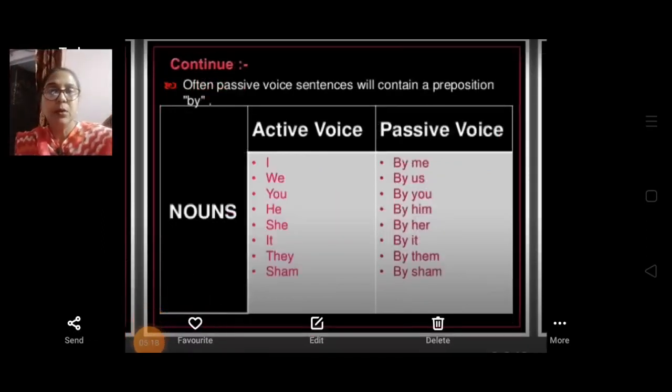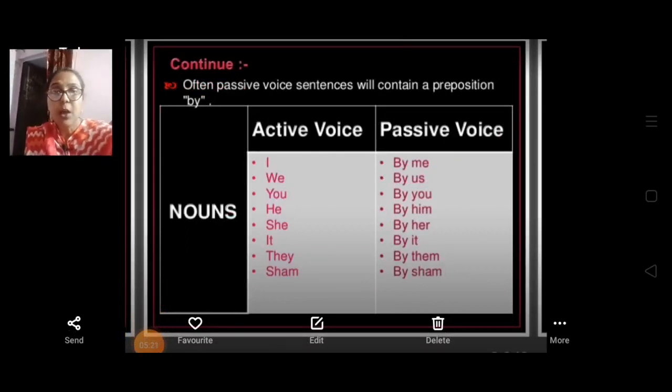Now we have talked about how to change tenses. Now we are going to learn how to change the pronouns. In active voice if it is written I, it will become by me. And in active voice if it is written we, in passive voice we are going to write by us. If it is written you, it will become by you. He becomes by him, she by her, it by it, they by them, and so on.